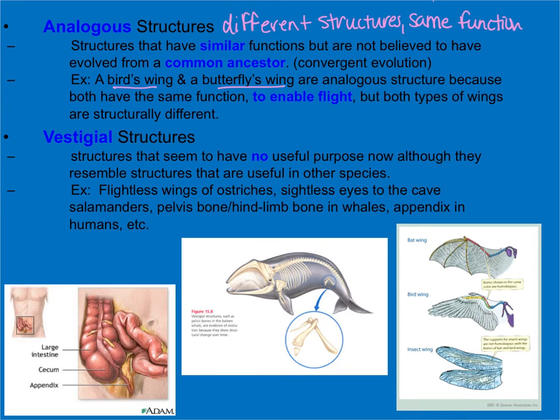Now, vestigial structures are structures that don't have any purpose anymore. And so they might find them useful in some species, but other species they're not. So like ostriches have wings, but they don't fly. And so they believe they've descended from birds, because even though the ostriches don't use them, maybe other organisms did. Cave-dwelling organisms that have eyes, and they don't need them. The pelvic bone or hind limb bone in whales, they don't need them. Okay, the appendix in humans is also considered a vestigial structure, so it has no function.